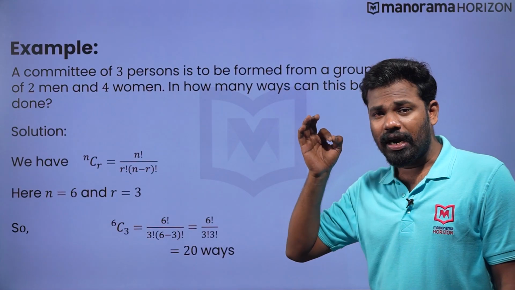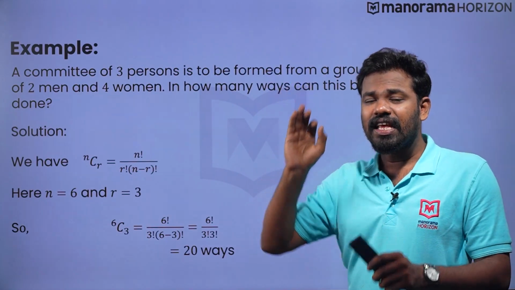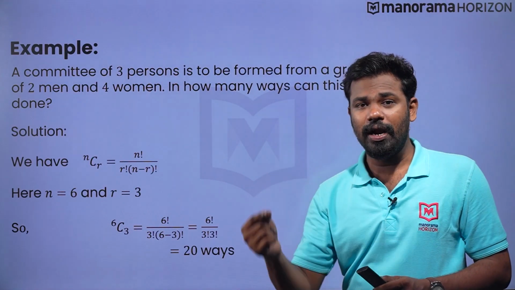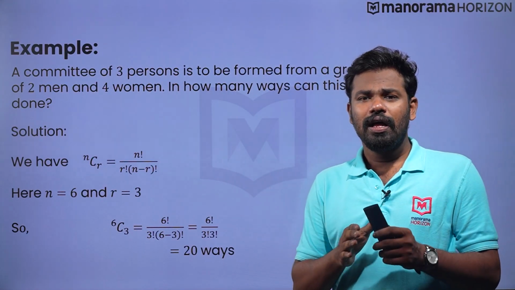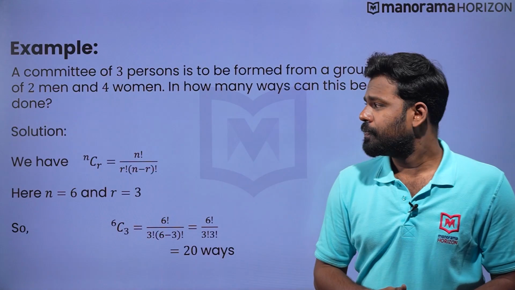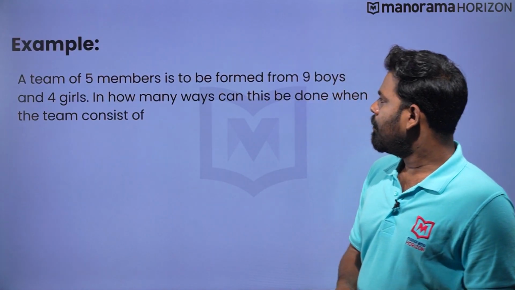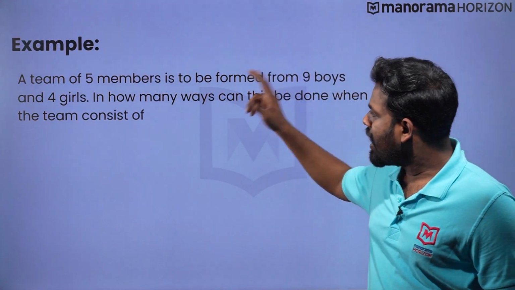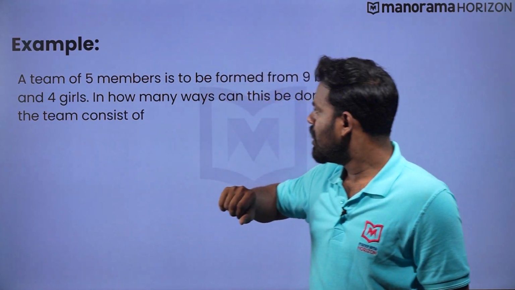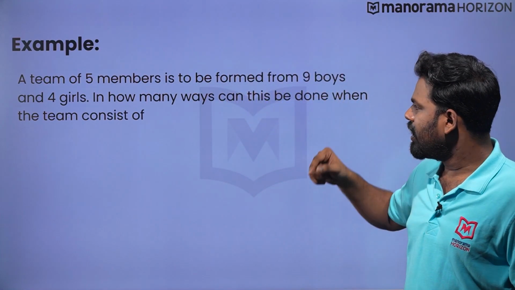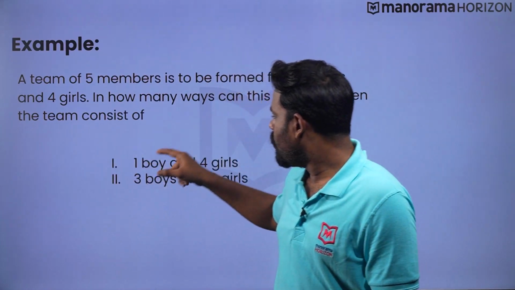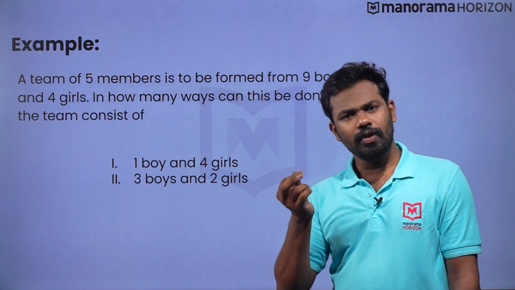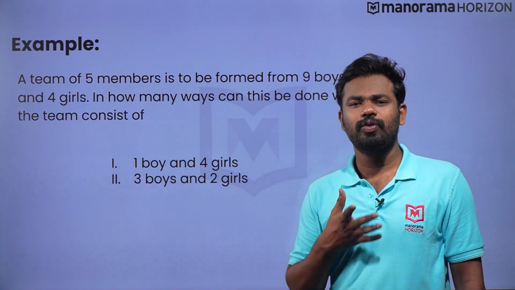Listen here, there are no conditions given in the question other than selecting 3. In some questions, there will be conditions where you have to select only 1 man or maybe 2 women. So in this question, there are no conditions given there. Now let's look at another example here. A team of 5 members is to be formed from 9 boys and 4 girls. In how many ways can this be done when the team consists of 1 boy and 4 girls, 3 boys and 2 girls? A bit different from the previous question that we explained.